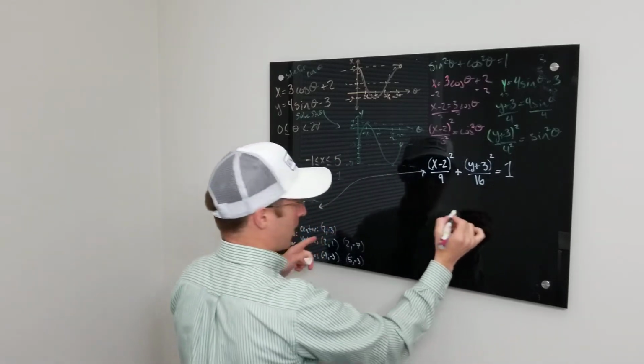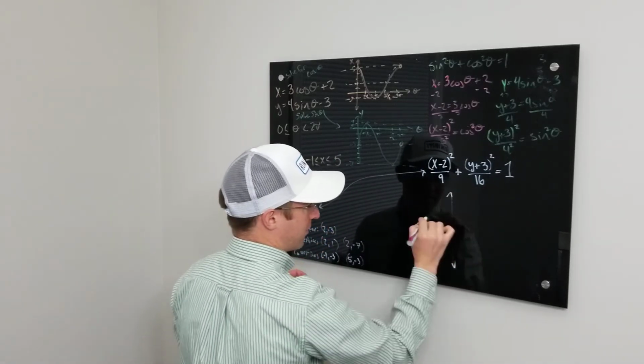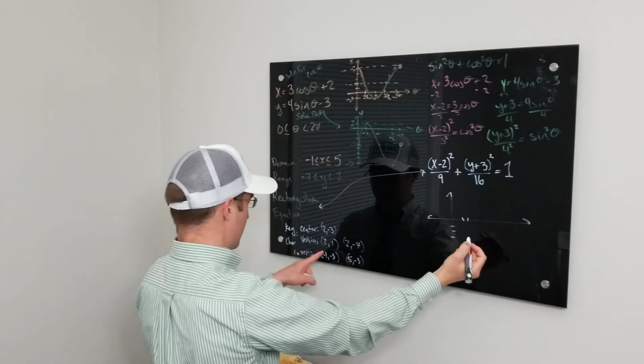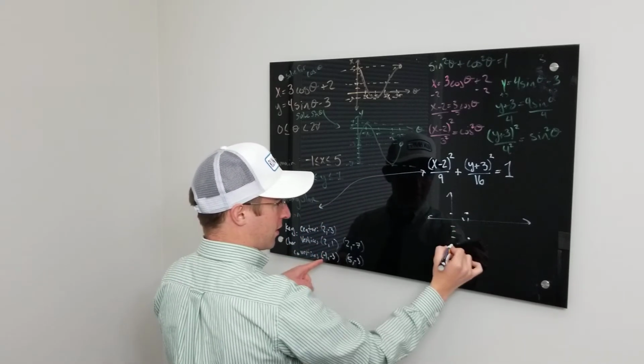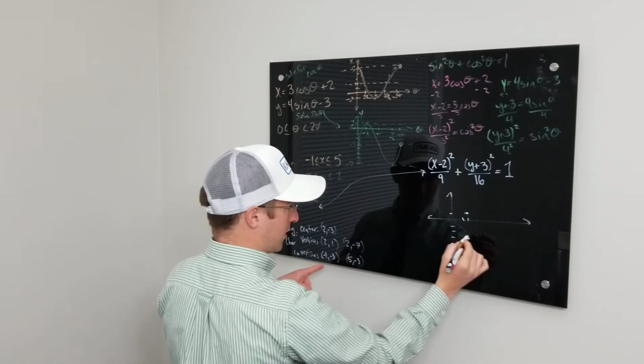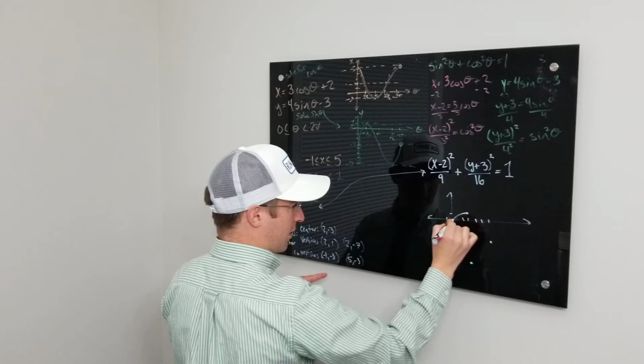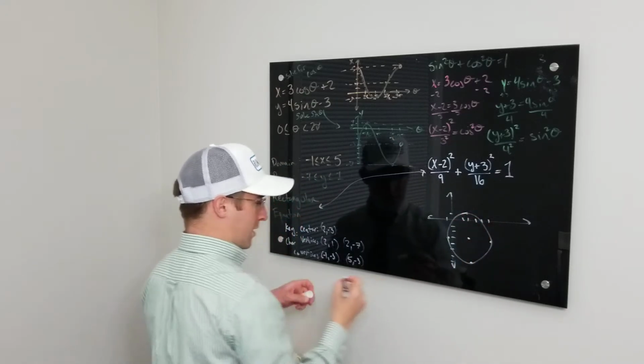So 2, -3, just sketch this graph. 1, 2, 1, 2, 3. There's our center. Vertices are here and here. Co-vertices there and there. Sketch it in.